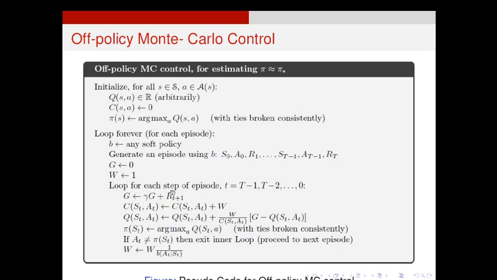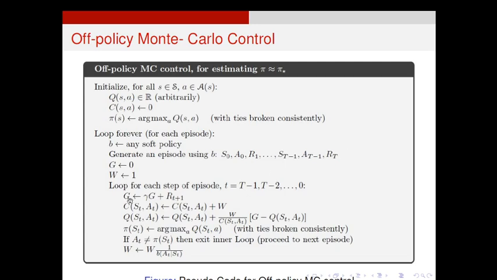Then loop for each step of the episode, t equals T-1, T-2, and so on down to 0. That means we start from the end state, then come back to the initial state, as in the case of MDP, no difference at all. Then G is equal to gamma times G plus R(t+1). See, t is equal to capital T-1. When I put capital T-1 here, it becomes R(T), this R(T).